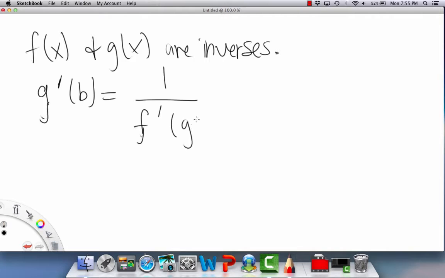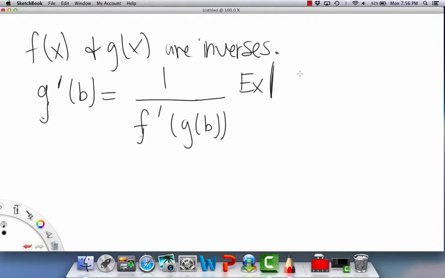of g of b. I know this looks a bit complicated, and I remember when I was learning this in high school, my brain was in knots trying to figure this out. But I'll do an example so you can see how it can be applied. It becomes a bit clearer after you see an example.